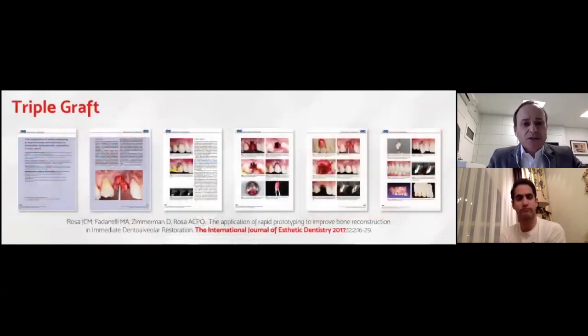We published this clinical case as an article, the application of rapid prototyping to improve bone reconstruction and immediate dentoalveolar restoration, in the International Journal of Aesthetic Dentistry in 2017.